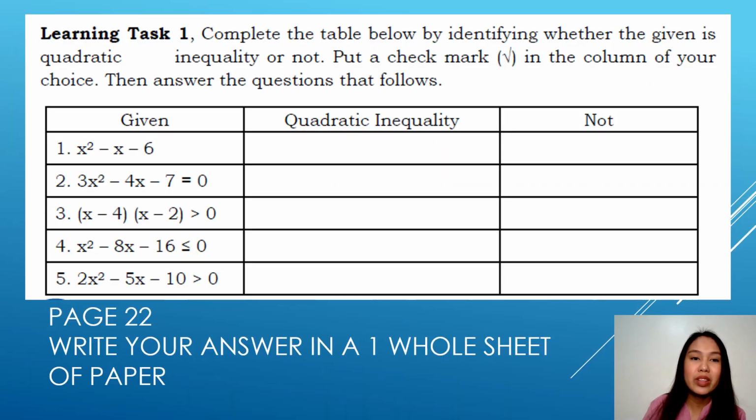Now for this week, this will be the first learning task that you have to accomplish. We have learning task 1. This can be found on page 22. You have to write your answers on one whole sheet of paper. Copy and answer this table on your one whole sheet of paper, the given, and then you just have to check the column of quadratic inequality or not quadratic inequality based on the given algebraic expression.